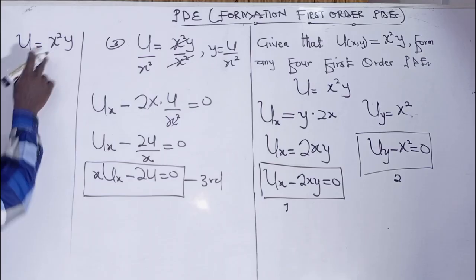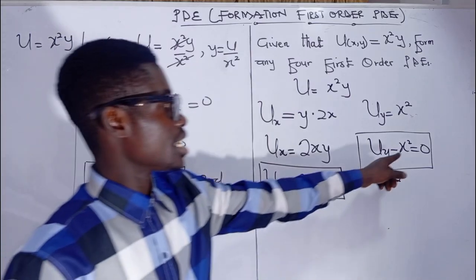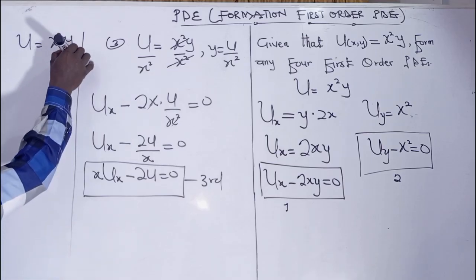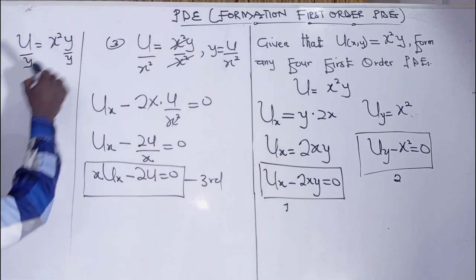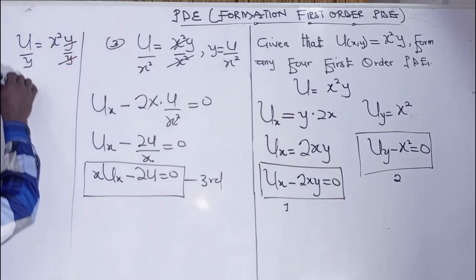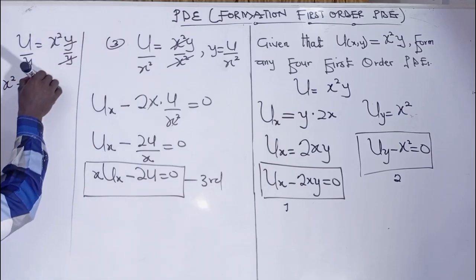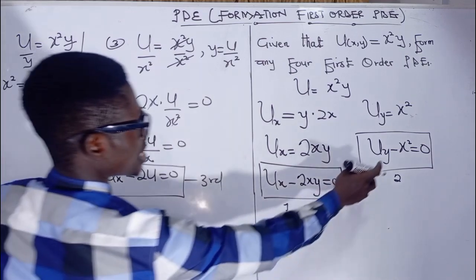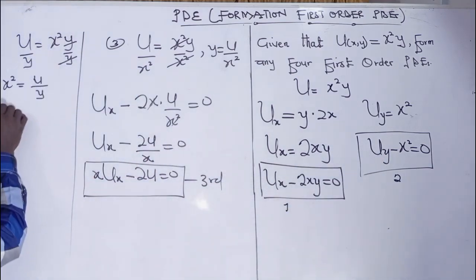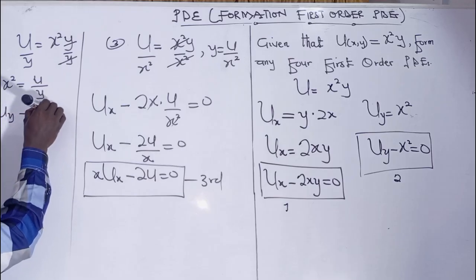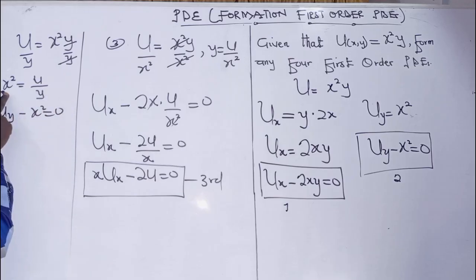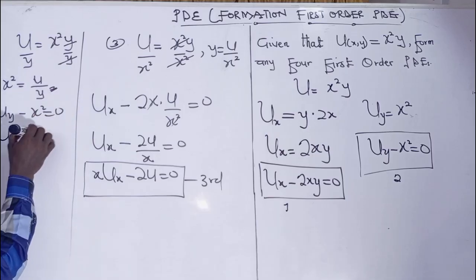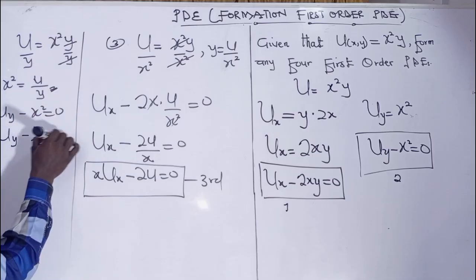we are going to make s² the subject, and then we come and substitute in place of s² here. So from here, to make s² the subject, we are going to divide both sides by y, so that this y will cancel this y. So at the end, we have our s² is equal to u all over what? y. Then we come and substitute it into this. So we have u_y - x² = 0. Now wherever we see s², we are going to substitute this. So we have u_y - u/y = 0.